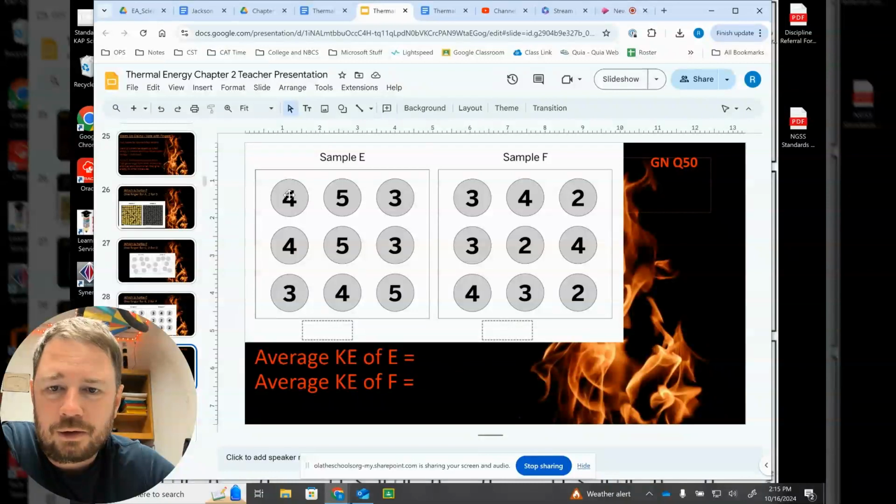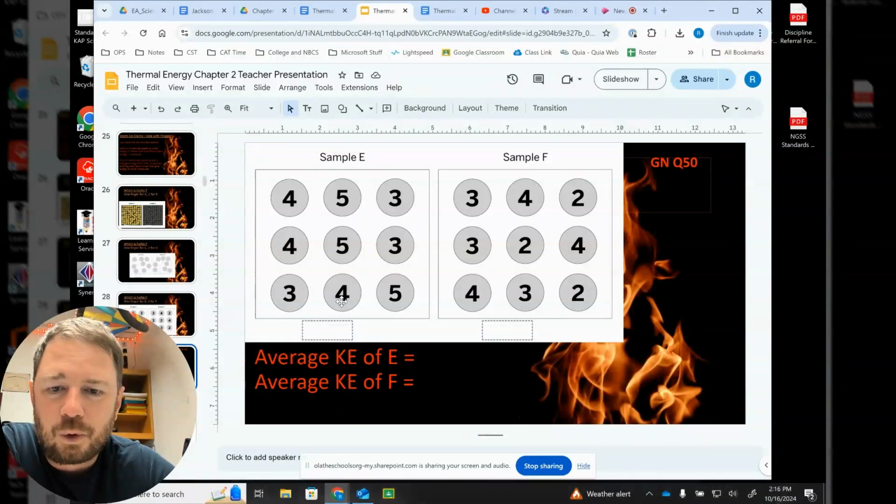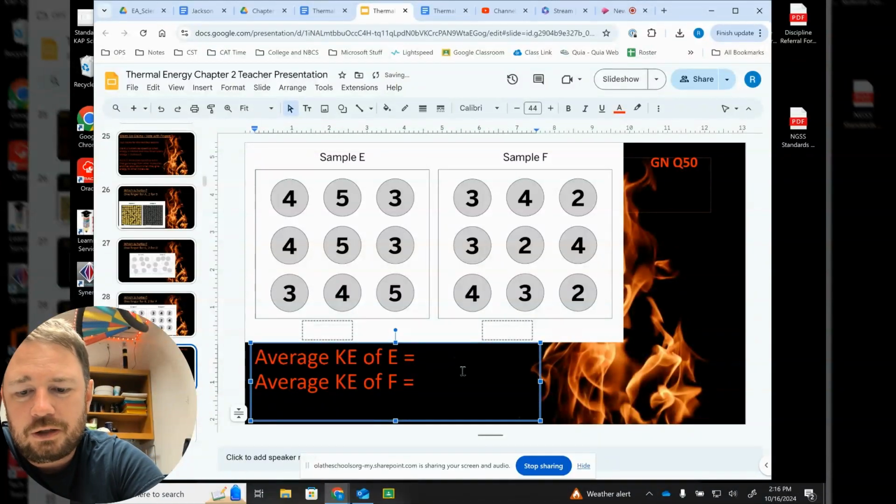So we're going to add these all together. 4 plus 5 is 9, plus 3 is 12, plus another 4 is 16, plus 5 more is 21, plus 3 is going to be 24, plus another 3 is 27, plus 4 is 31, plus 5 is 36. So sample E has a total of 36. We divide by the number of circles in the sample. 36 divided by 9 is 4. So the average kinetic energy of E is 4.